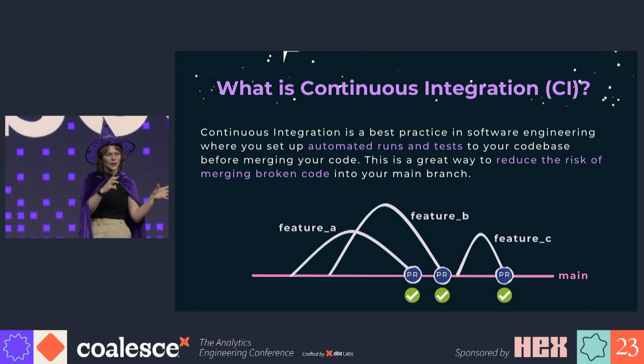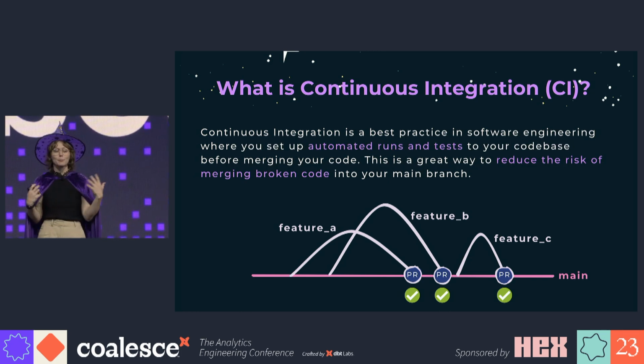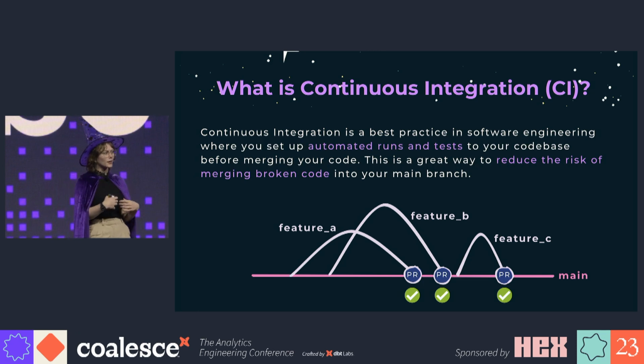OK, so I've made all my changes on a feature branch. I'm ready to merge that branch back into the main branch. I'll go ahead and open up a pull request, or PR for short, and ask some of my team members to review my code. This is where CI comes in. A set of automated runs and checks are run against my code changes to ensure that they won't break anything when merged into the main branch. So that's how CI works for all code developers.